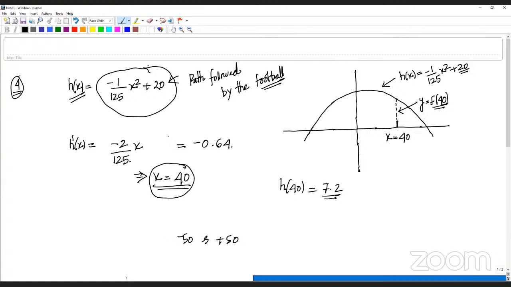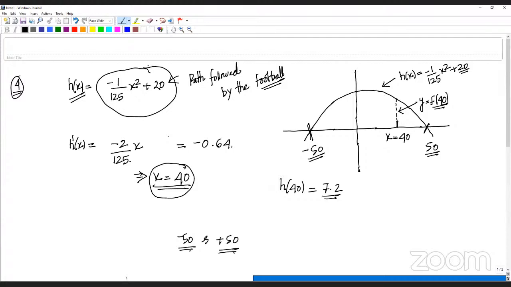Where is the mention of minus 50 and plus 50? Where will this 50 come from, sir? The problem is you don't know actually where the other player is standing. It is not mentioned in the question. At x equal to 40 a player is standing, already we defined that.